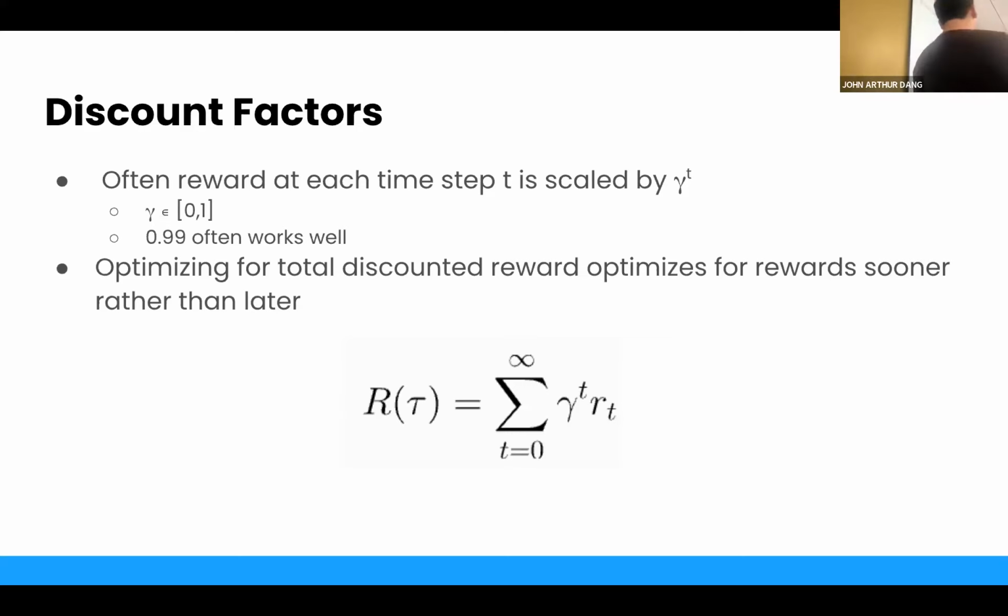The reason we want to do this is because oftentimes we want to prefer reward now versus later. So suppose you can get 1 million reward at t equals 5 and 1 million reward at t equals 100,000. You're going to prefer reward 1 million at t equals 5. Yeah, question.